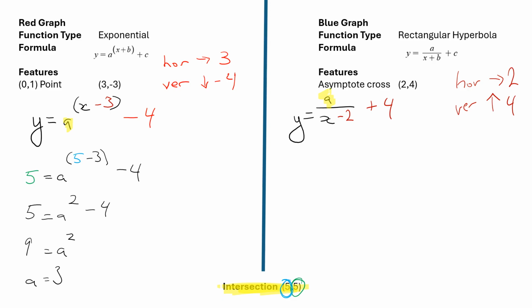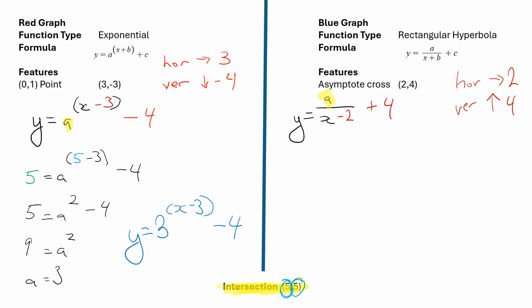So the final formula that we've got for our exponential curve is y equals our a value, 3, to the power of x minus 3, minus 4. That is our final equation that we're using for this exponential graph.